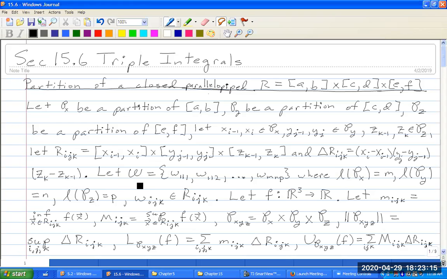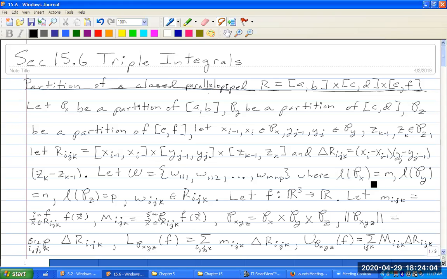Let omega equal the set of points, choice points, omega 1,1,1, omega 1,1,2, and so on, all the way up to omega. For this partition, x will have m subintervals, y, n subintervals, and z, p subintervals. So this will go to omega, the choice point, m, n, p.